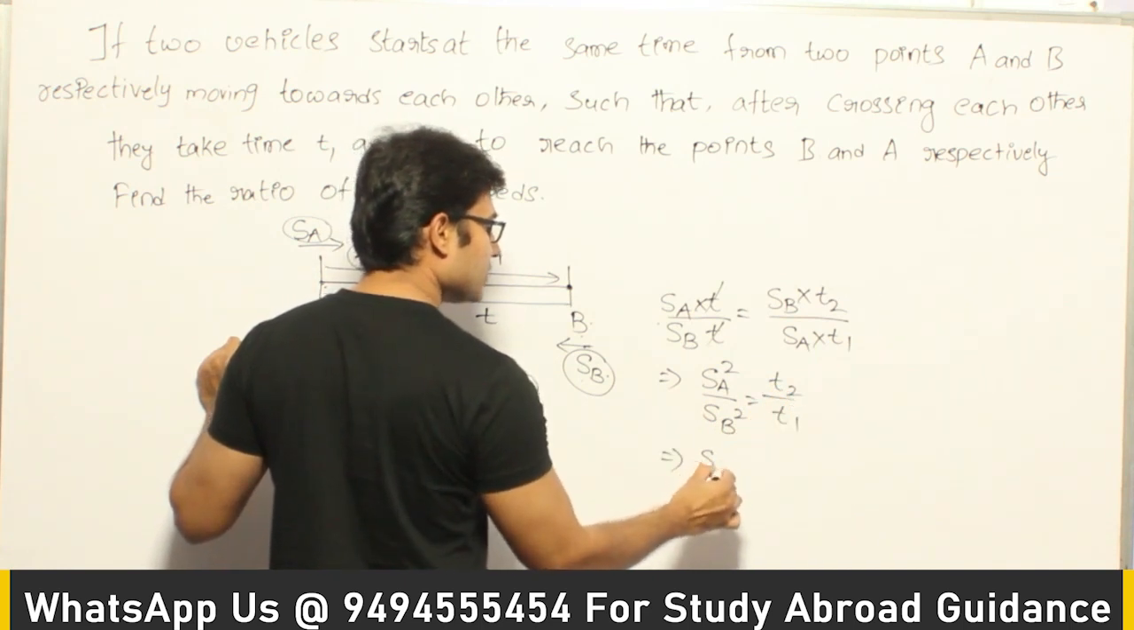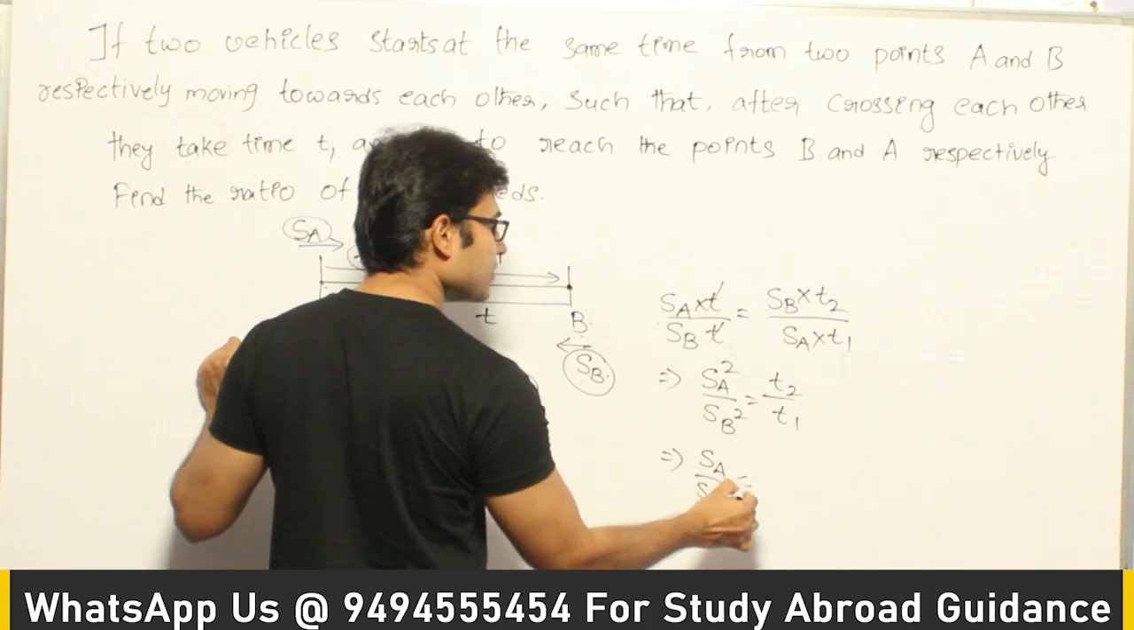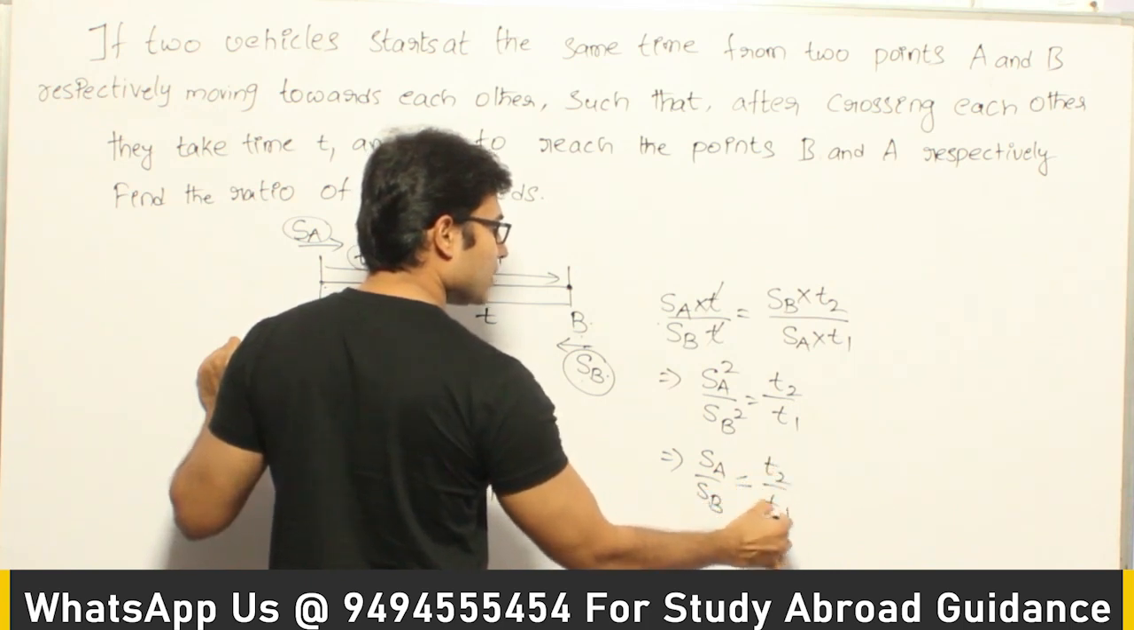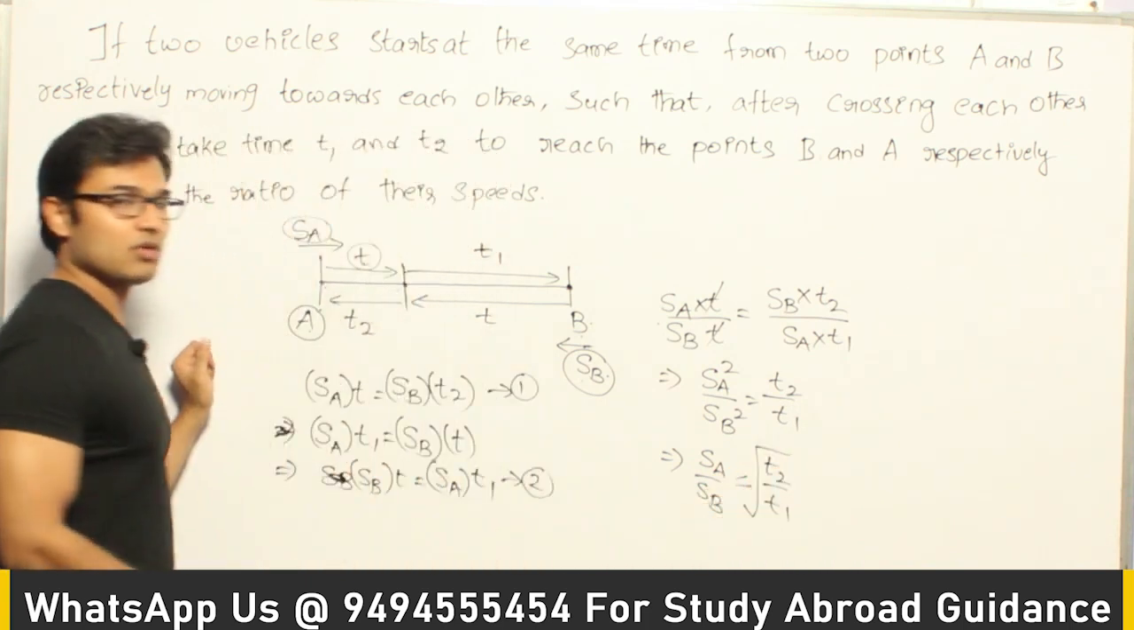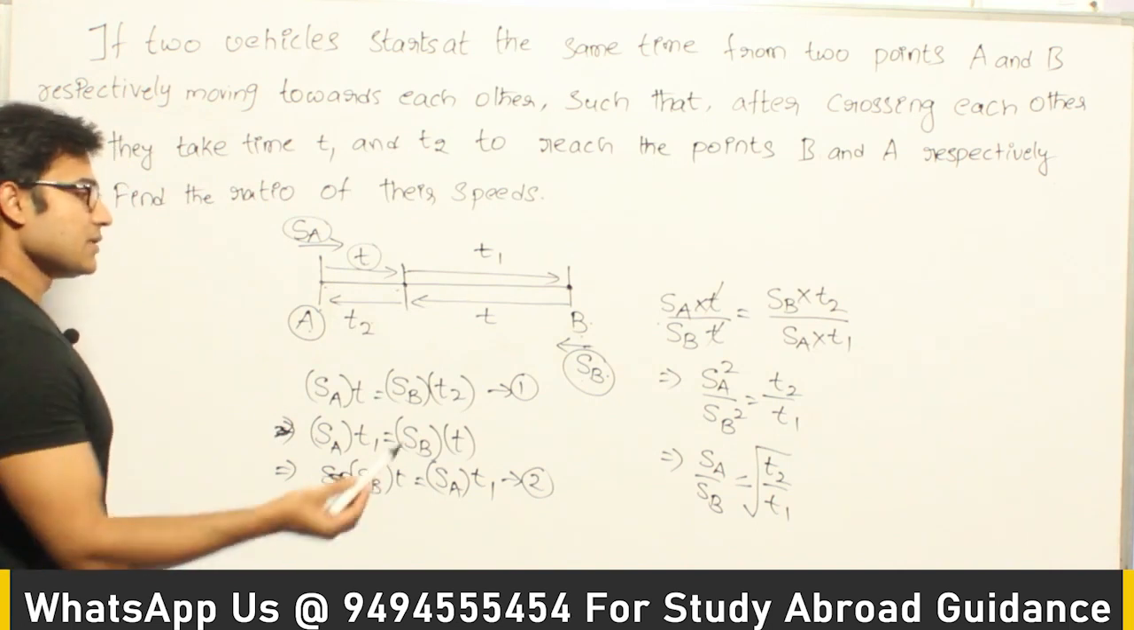Then what does it mean? The ratio of the speeds SA by SB is equal to the square root of T2 by T1. Got it? So that is the answer.